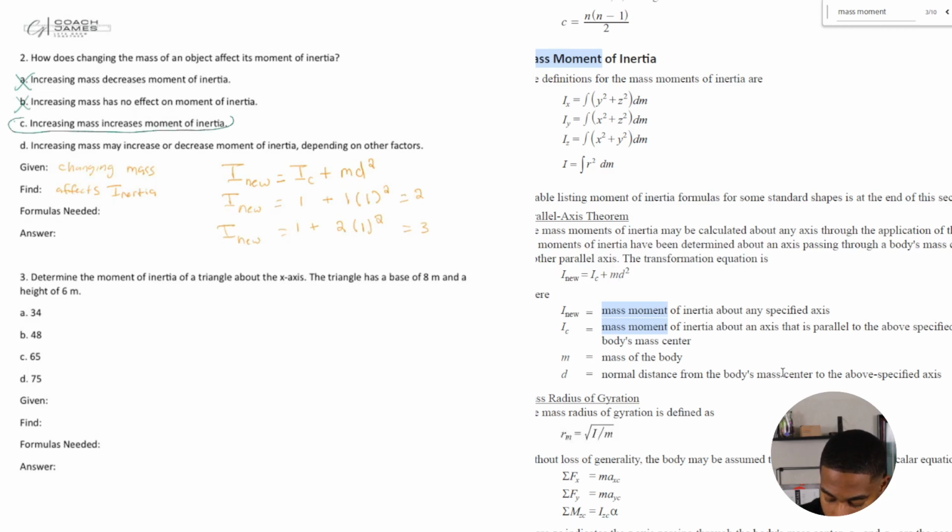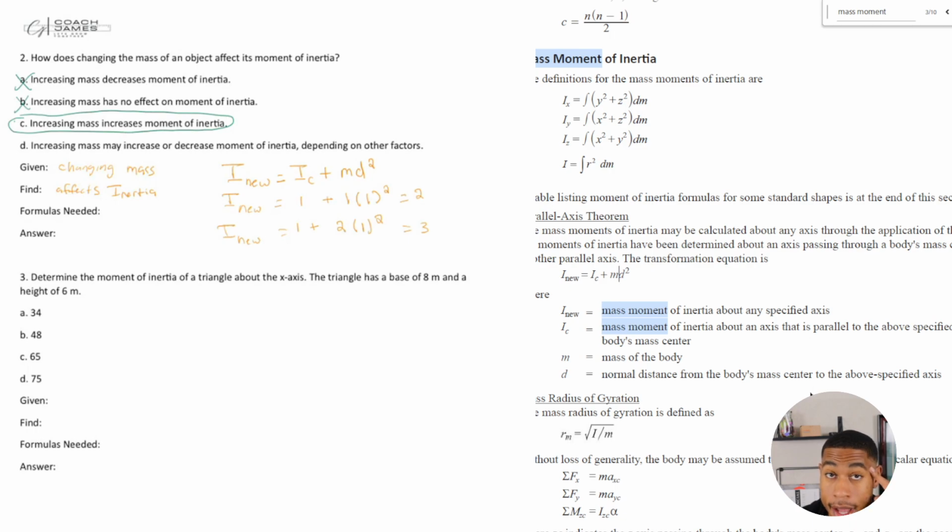And increasing mass may increase or decrease mass moment of inertia depending on other factors. No. So your answer is C. And with any conceptual questions, you can always keep everything else the same and then plug simple numbers in just to see what happens in the equation. So don't let conceptual things scare you.